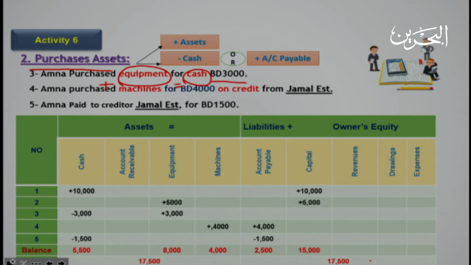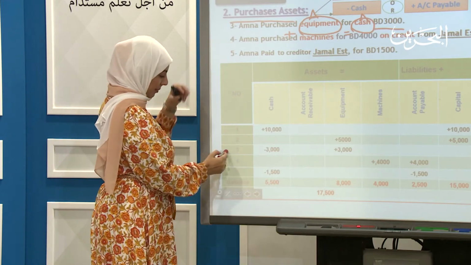The effect on this transaction: the equipment is an asset and the cash also is an asset. So the equipment will increase. So let us see it on our schedule. Moving to transaction 3.